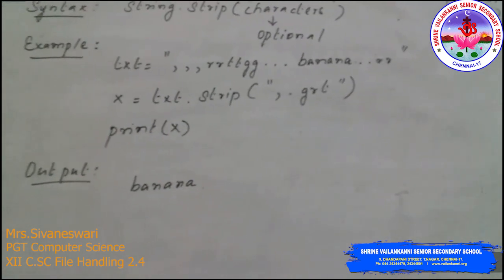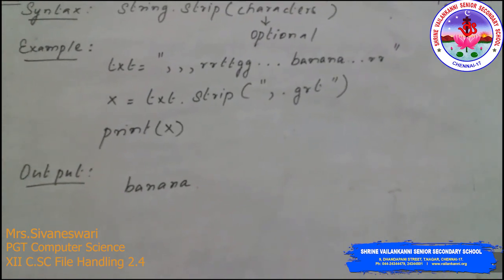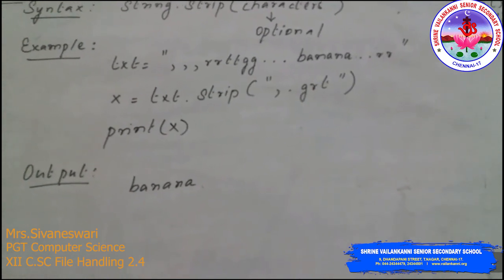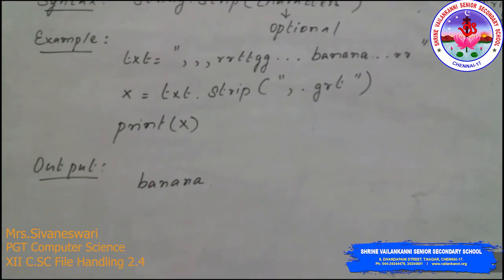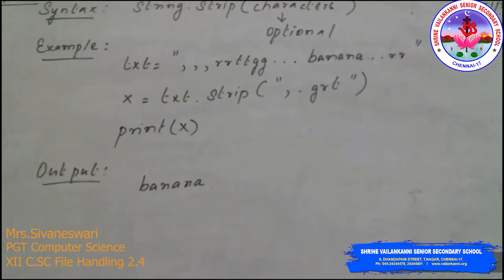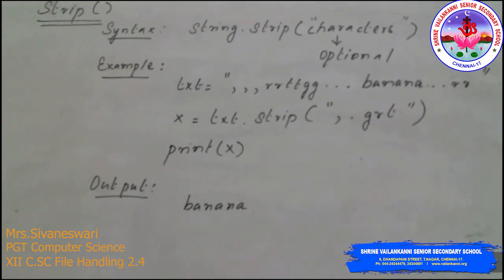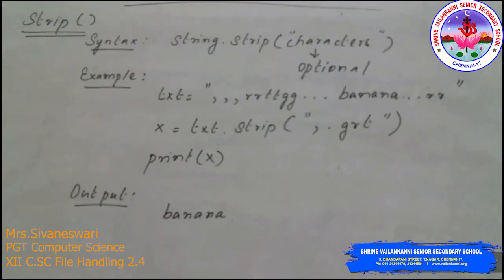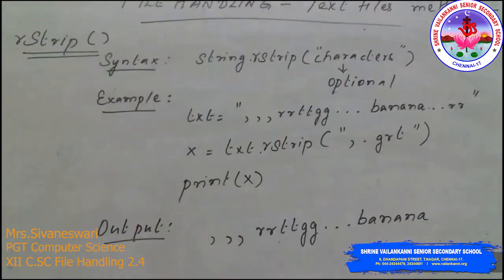When this code is executed, what do we get? All the characters specified inside the strip method are removed, that is the comma, any number of times it occurs, it will be removed. So comma is removed, dot is removed, the letter G is removed, R is removed, and T is removed, and finally the output which we get is banana. So this is how the strip method works. It removes from either side of banana, both the leading end as well as the trailing end.